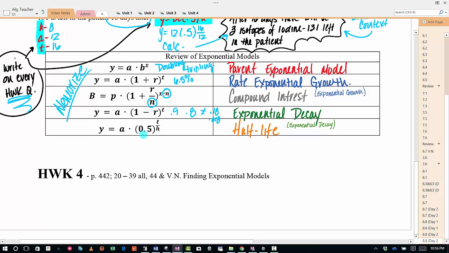And then half-life, super easy to write down and memorize because that growth factor is a 0.5. It is a decay, and the only thing that you have to pay attention to is the new half-life time, which is specific to each isotope. Okay, so there's your review.